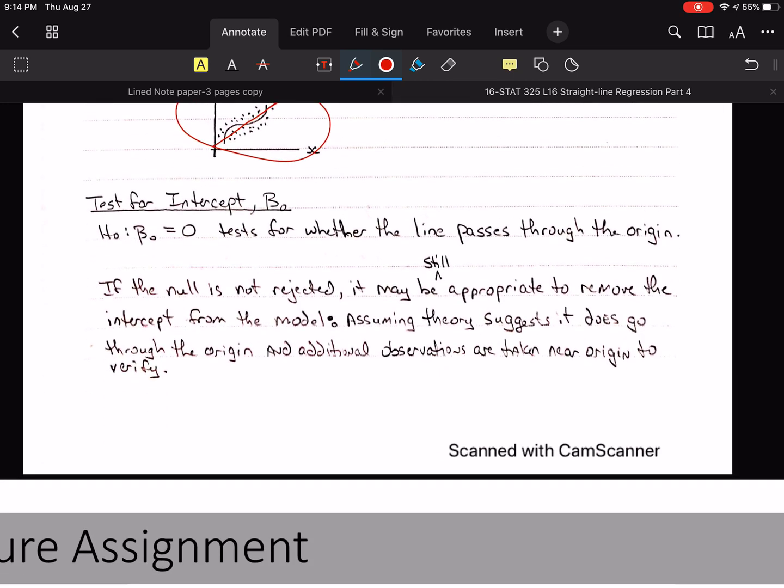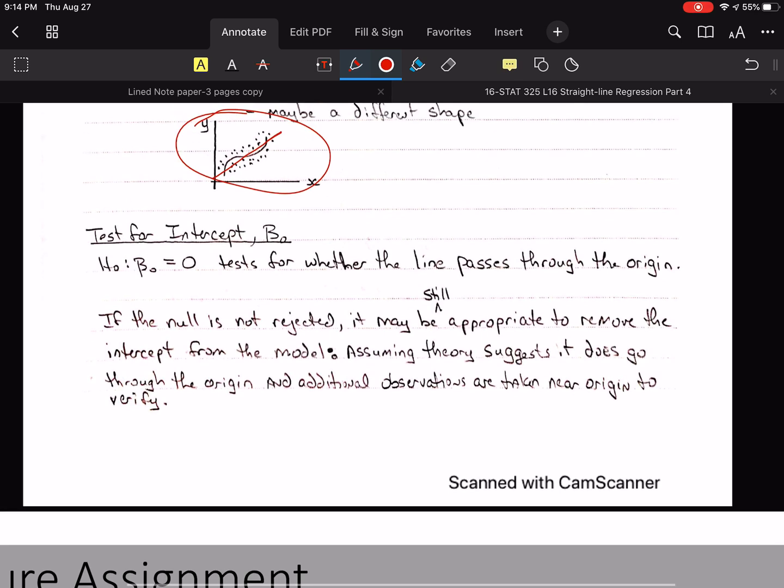Now, that was the test for the slope. For the intercept, we're going to test beta naught equals 0. And this tests whether or not the line passes through the origin. So do we have a line passing through the origin? It can be a different slope, but still passing through the origin.